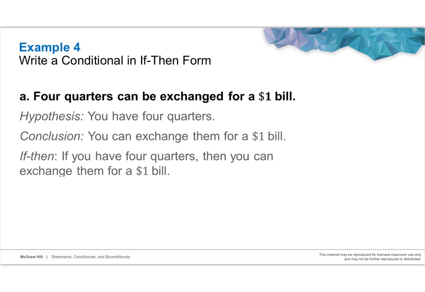So part A can be broken down because you're starting out with 4 quarters. That would be your hypothesis. You have 4 quarters. And then the conclusion is what can you do with them? You can exchange them for a $1 bill. So if we put the if in front of the hypothesis and the then in front of the conclusion, we get a conditional in that format. If you have 4 quarters, then you can exchange them for a $1 bill.